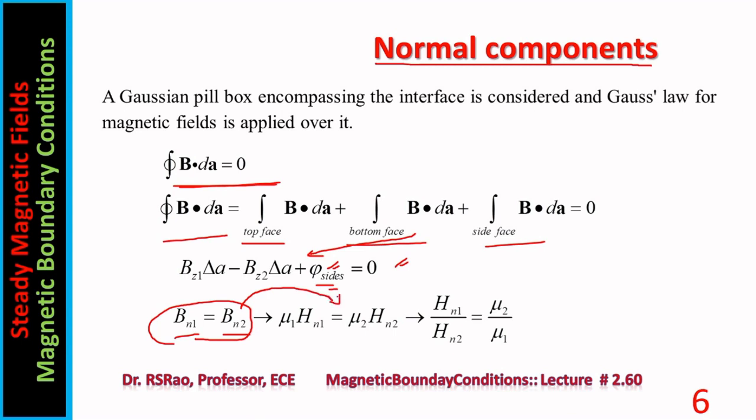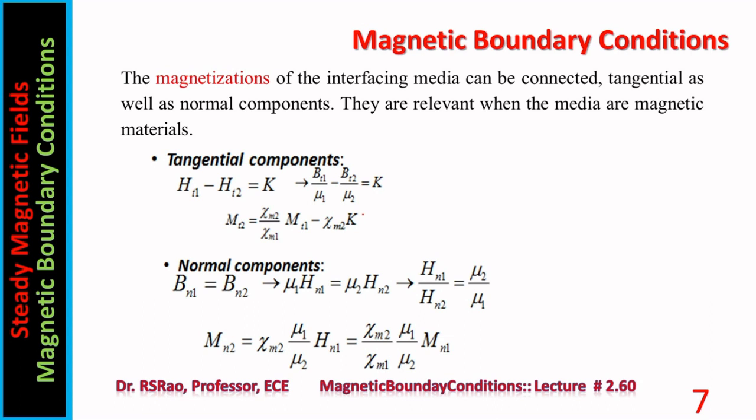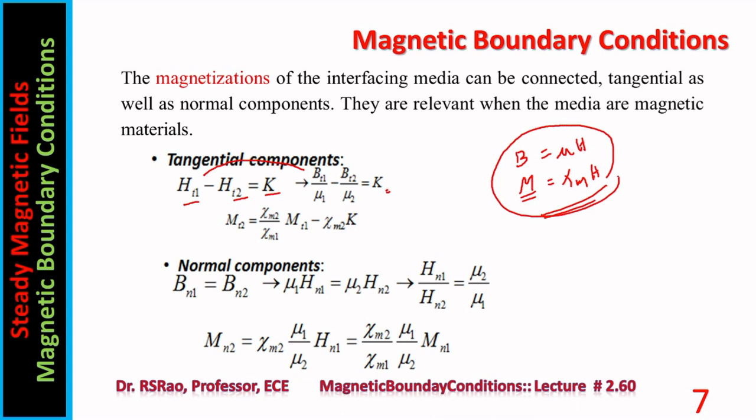If you want, you can convert it into field intensities also. Sometimes one of the media or both the media are magnetic materials. They contain magnetization. In such a case, the tangential condition and normal condition can be converted into expressions that involve magnetization. See, Ht1 minus Ht2 equals K. Now Ht1 can be written as Bt1 by mu1, and Ht2 as Bt2 by mu2, equal to K. We also know magnetization M equals Xi m into H. Using the two relations, B equals mu H and M equals Xi m H, one can very easily convert Ht1, Ht2 into Bt1, Bt2 or Mt2, Mt1. In terms of Mt2, Mt1, we have this kind of relation.